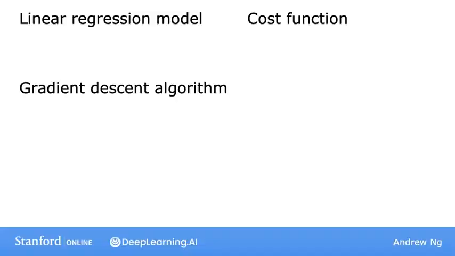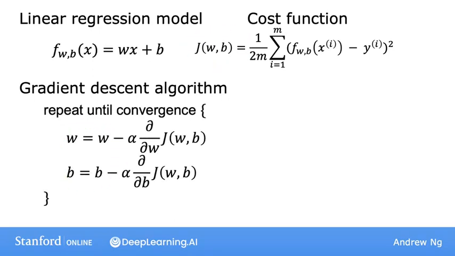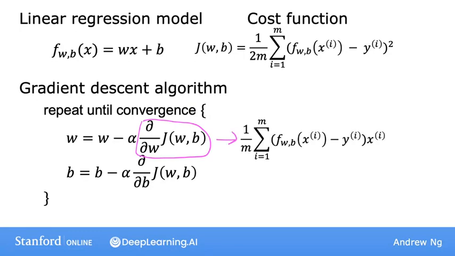Let's get to it. Here's the linear regression model, and to the right is the squared error cost function, and below is the gradient descent algorithm. It turns out if you calculate these derivatives, these are the terms you would get. The derivative with respect to w is this 1 over m, sum from i equals 1 through m. Then the error term, that is the difference between the predicted and the actual values times the input feature xi.